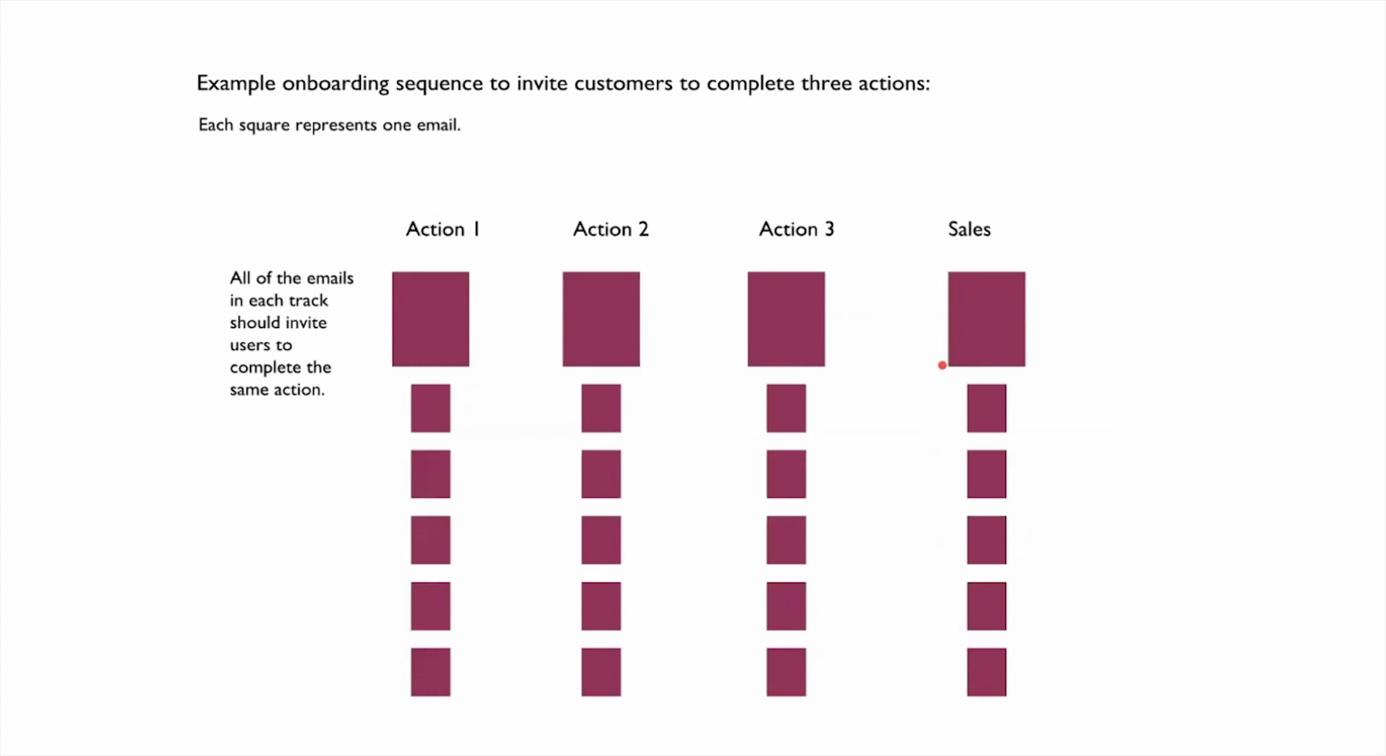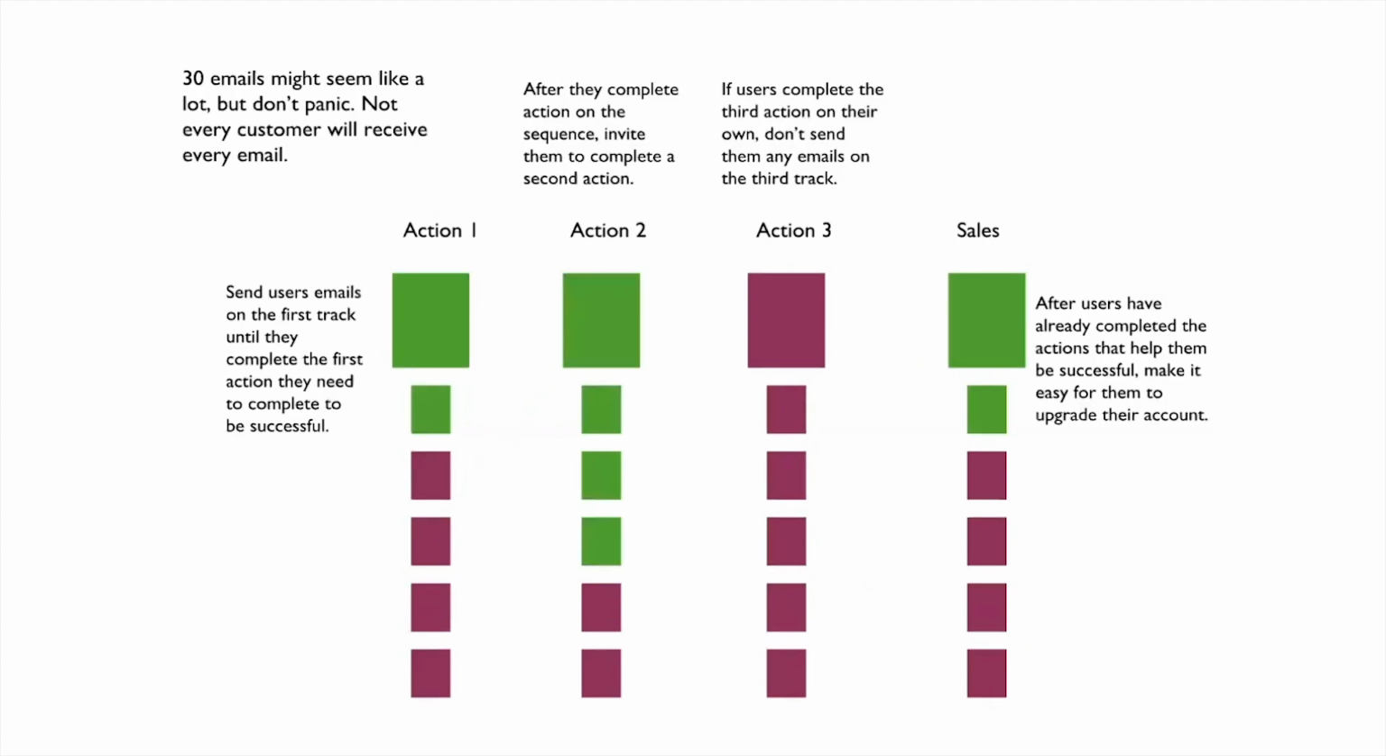Now, I know what you're thinking, because everyone who sees this chart gets a little bit worried that it's a lot of emails. It's about 30 if you count it all up, and I am not recommending by any stretch that you send 30 emails to your customers. What I recommend is that you set these up with behavioral triggers so that once people have completed an action, they get bumped to a new sequence.